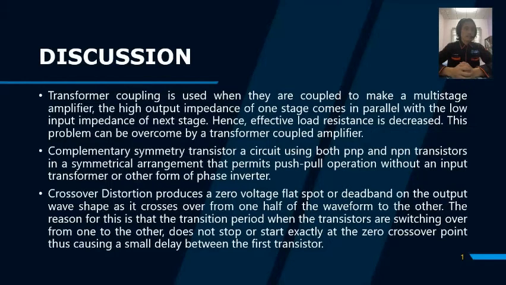Okay, firstly, transformer coupling is used when amplifiers are coupled to make a multi-stage amplifier. The high output impedance of one stage comes in parallel with the low input impedance of the next stage. Hence, the effective load resistance is decreased. This problem can be overcome by a transformer coupled amplifier. But next, we can see the complementary transistor is used in the completion of this project.